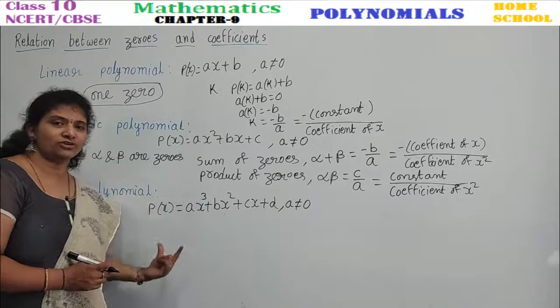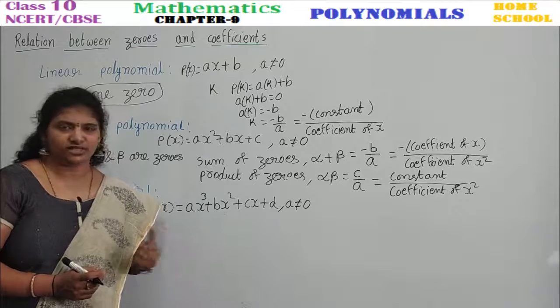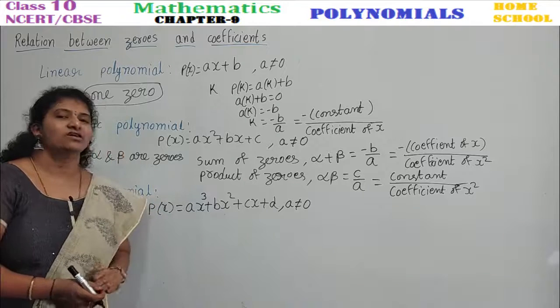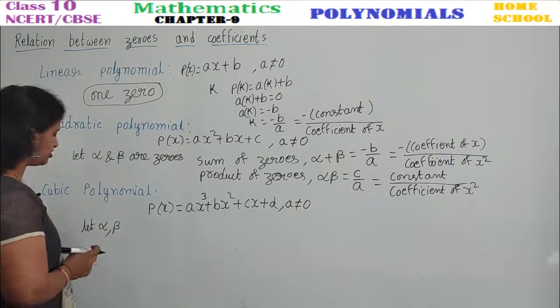Those three values, if you substitute in this polynomial, you are going to get a value 0. Cubic polynomial, how many zeros will be there? 3 zeros. Quadratic, 2. Linear, 1. You should remember these all, children.